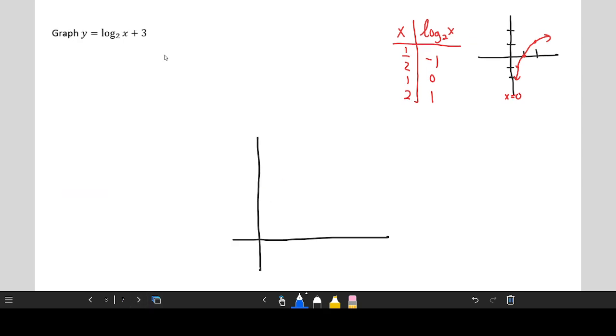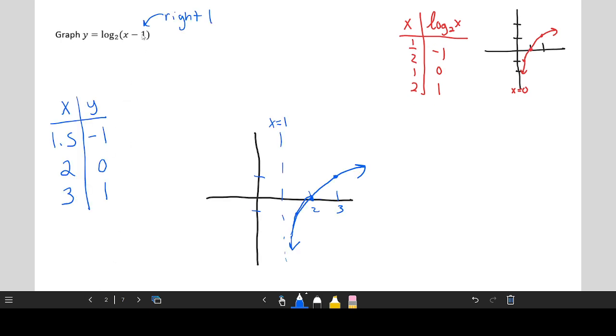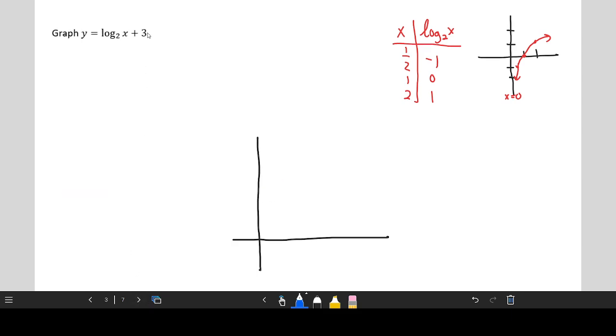Okay, and this next one, it looks similar, but there's no parentheses this time. That's important to notice because the parentheses were showing us that the -1 was part of the input. This means the +3 is not part of the input. So we're taking log base 2 of whatever the x value is, and then after we get that value, we're adding 3. So the input is still just x. Nothing has changed horizontally. This plus 3 is outside the function.